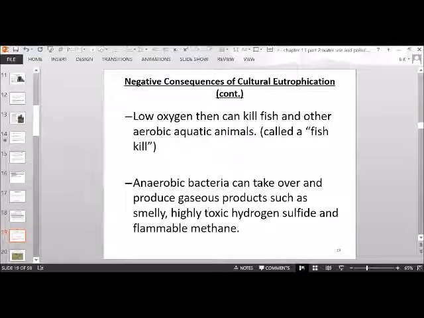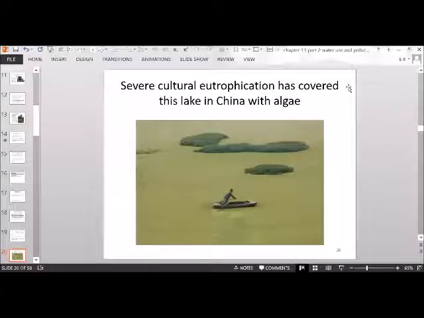Then the low oxygen levels can end up killing fish and other aerobic aquatic animals, and that would be called a fish kill. Anaerobic bacteria could take over and produce gaseous products such as smelly, highly toxic hydrogen sulfide and methane, which is flammable. And this is a lake in China that has been covered with algae due to severe cultural eutrophication.